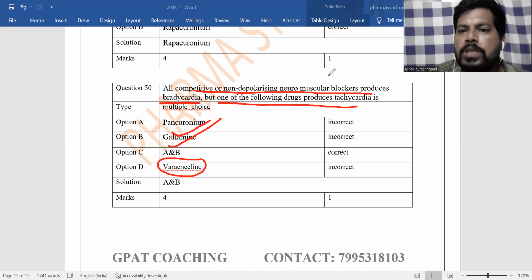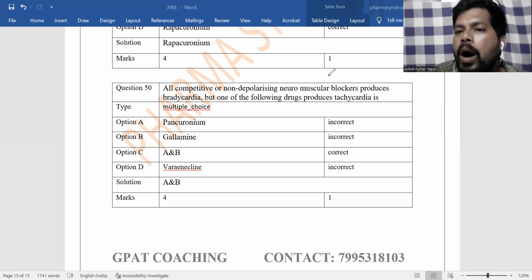Okay, so this is simply part 2 of autonomic nervous system MCQs with explanation. I hope you got some knowledge from this.